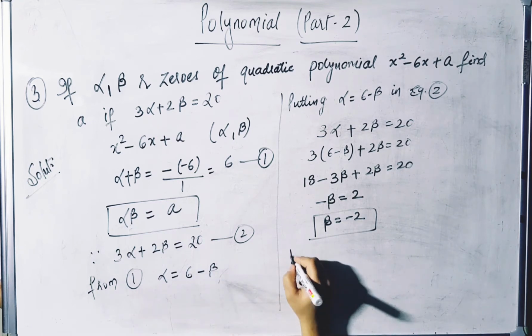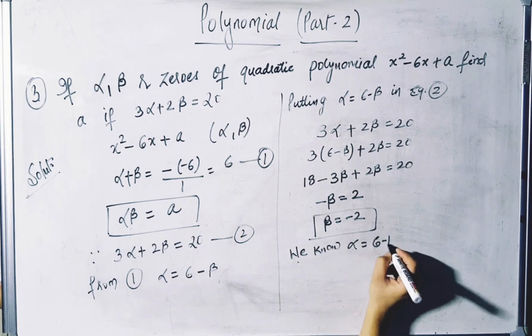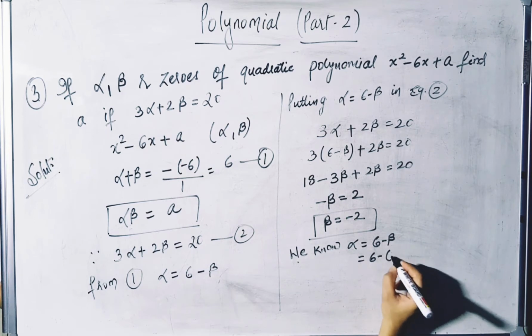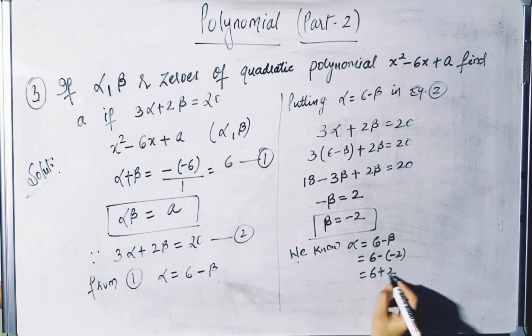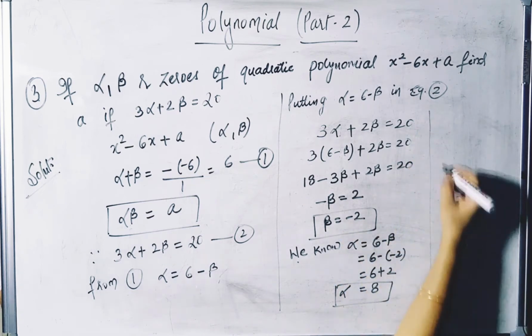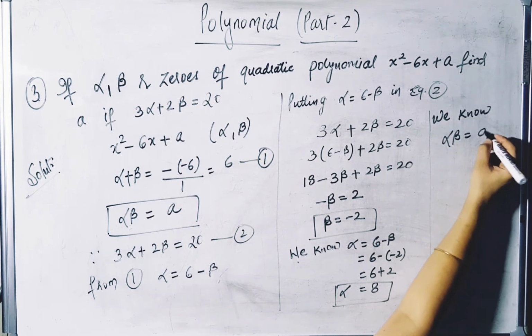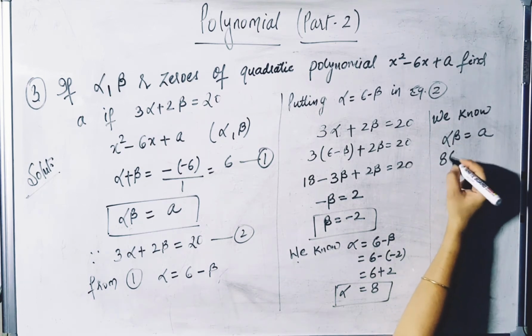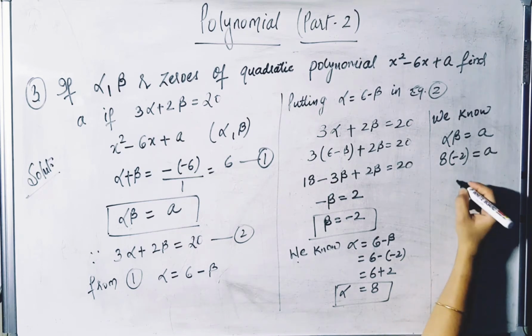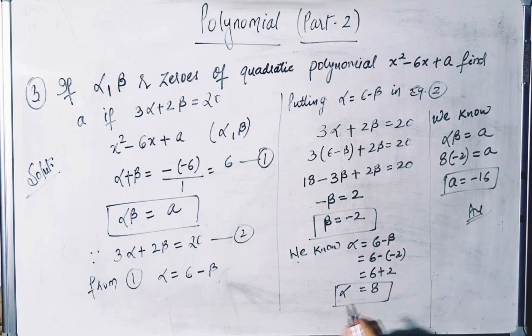Putting beta equals minus 2 in this equation, alpha is 6 minus beta. So it will be 6 minus minus 2, so 6 plus 2, this will be 8. So the value of alpha is 8. Hence, we have got the values of alpha and beta, and we know alpha into beta is a. So alpha is 8 and beta is minus 2, so a will be minus 16.